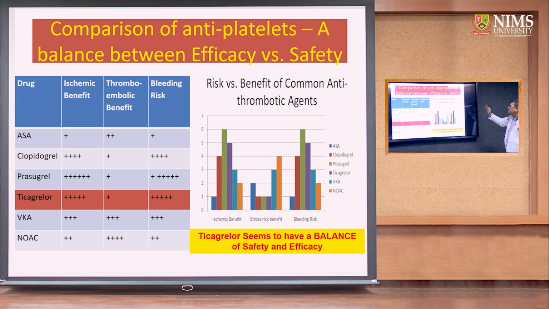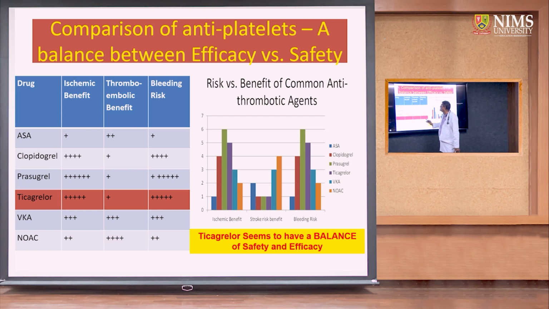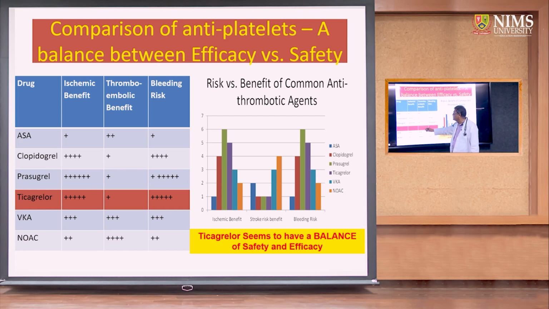Here is the comparison of efficacy, and you can see the comparison of all the three components. What you will notice is that all these drugs, even aspirin, clopidogrel, prasugrel, also have some anti-stroke effect. Keep in mind that while these drugs are predominantly effective against arterial thrombosis, they have some effect in reducing venous thrombosis also. Aspirin has the lowest arterial thrombosis risk reduction, clopidogrel is higher, prasugrel and ticagrelor are still higher, prasugrel even higher than ticagrelor, but with minor improvement.